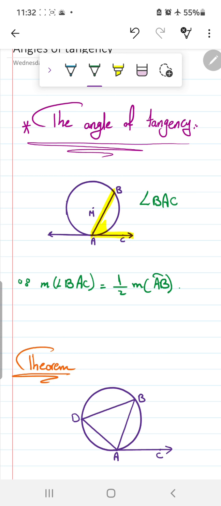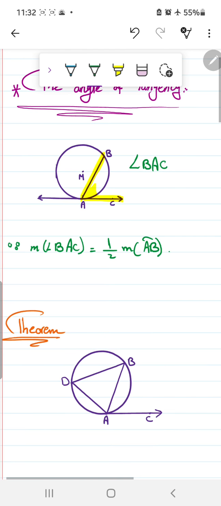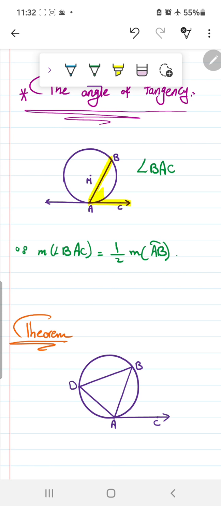Okay, we have a theorem, and here before the theorem, if we have the measure of this angle equals half the measure of the arc, it means AC is a tangent. Okay, we have here vice versa. If we have a tangent, so the measure equals half the measure of the arc. If we have the measure equal half the measure of the arc, so we get AC is a tangent.